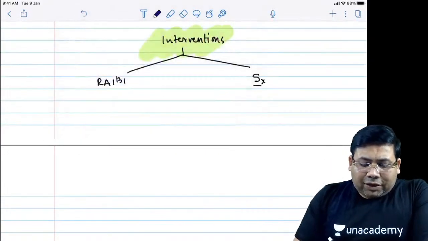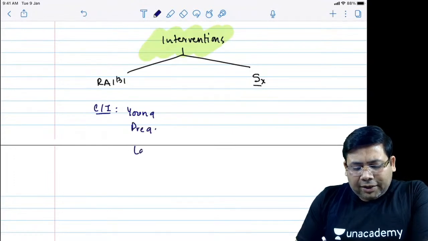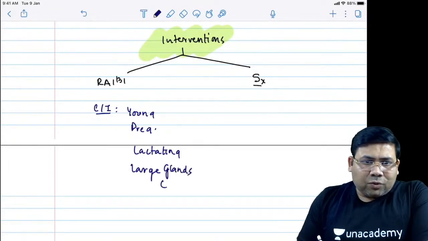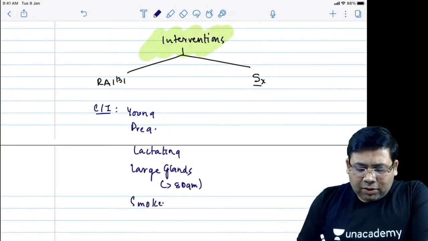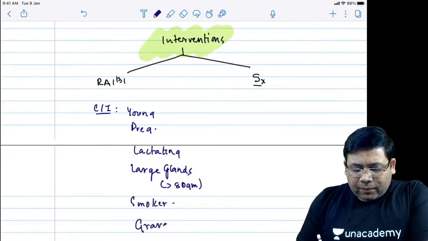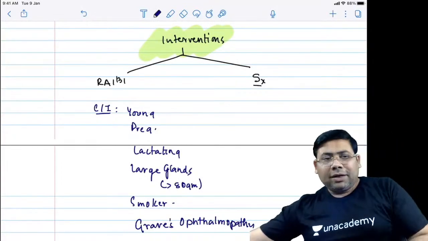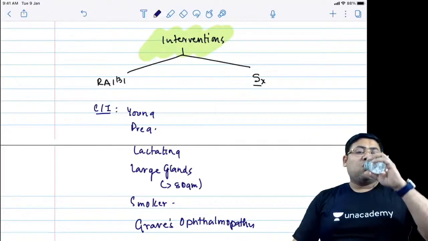So if you talk about radioactive iodine, what are the contraindications? Answer is young females, pregnant, lactating, large glands, that means glands more than 80 grams, a patient who is a smoker, and a patient with Graves' ophthalmopathy. Why so much injustice with the smokers? Do you know, in smokers post radiation, it has been seen that the incidence of Graves' ophthalmopathy rises drastically.